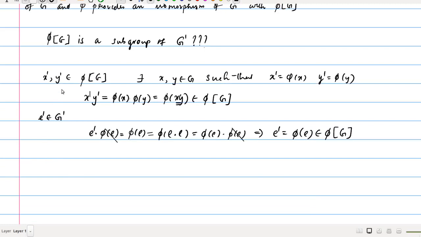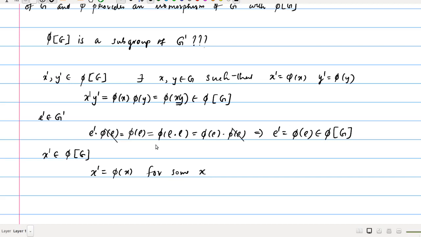Next we will prove the existence of inverses. If we choose any x prime belonging to phi of G, then we will prove that x prime inverse is also in it. Since x prime is an element of phi of G, you can write x prime is equal to phi of x for some x.